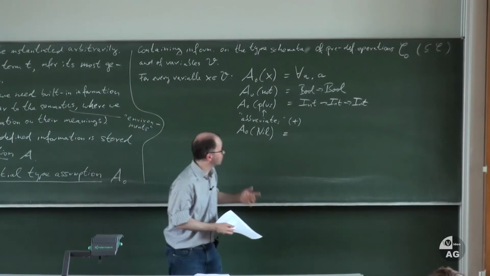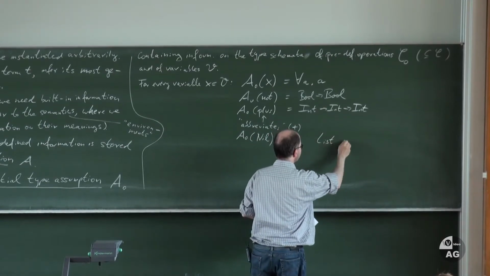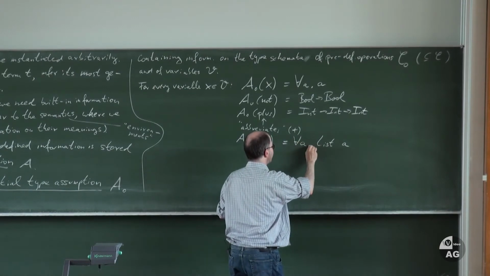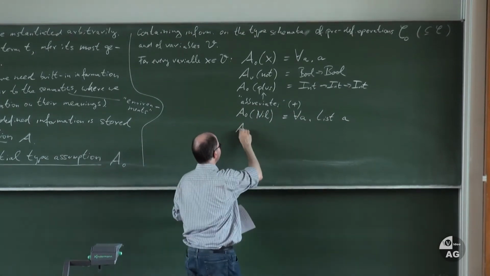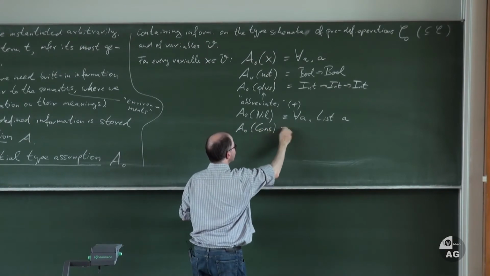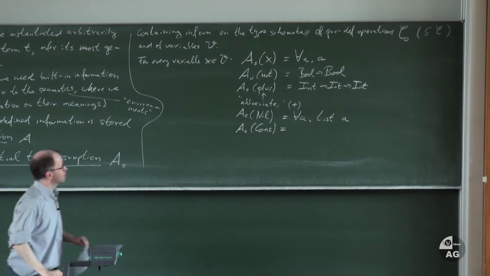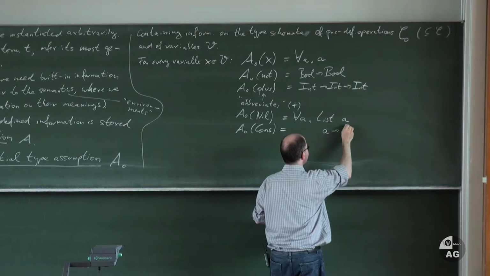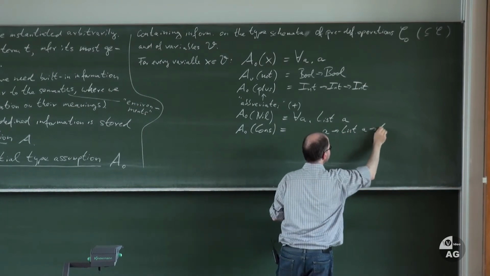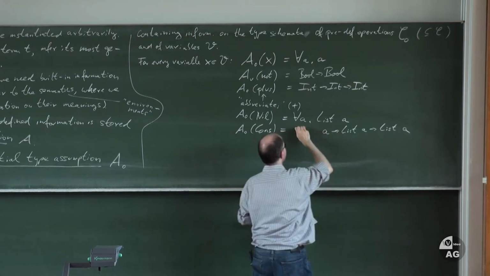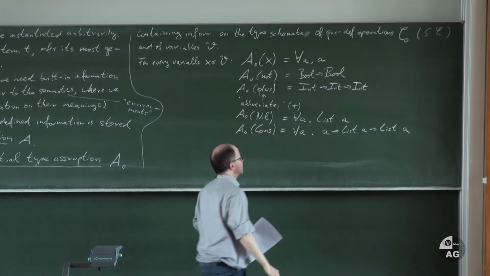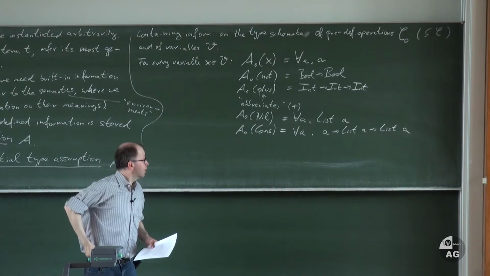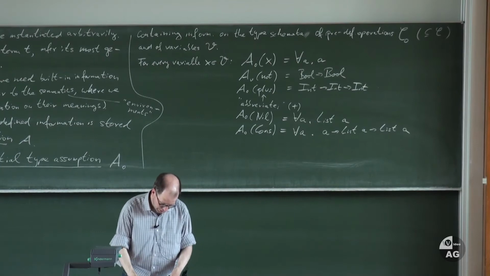Well, the most general type for nil would be list A. And I want to make clear that this A can be instantiated arbitrarily. So it's for all A dot list A. And if I want to know the type of cons, well, if cons is defined like this, then obviously it's a function that takes an A and a list A, and it returns a list A. And in here, I can instantiate A arbitrarily. Okay, so this is the idea of these type assumptions.